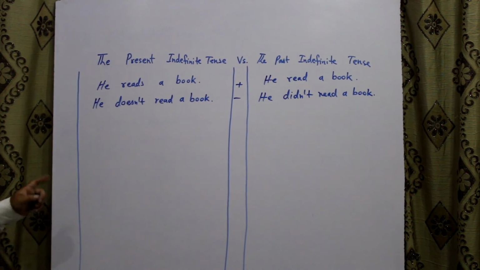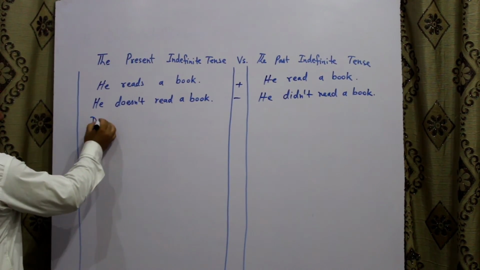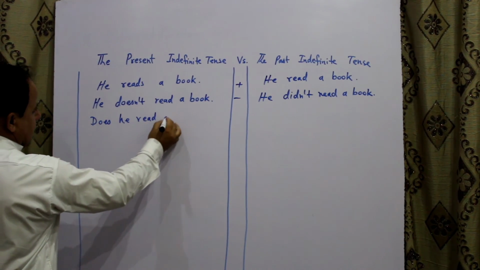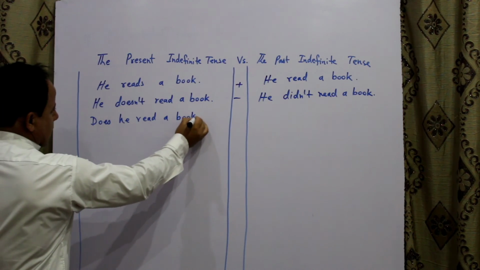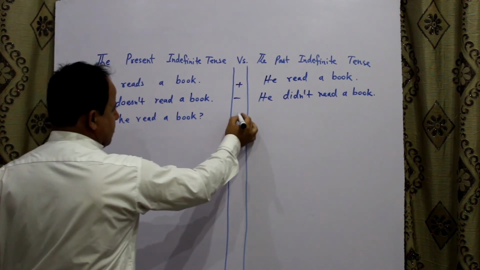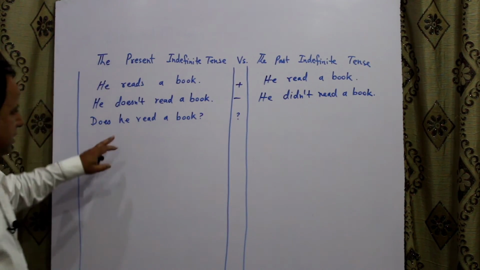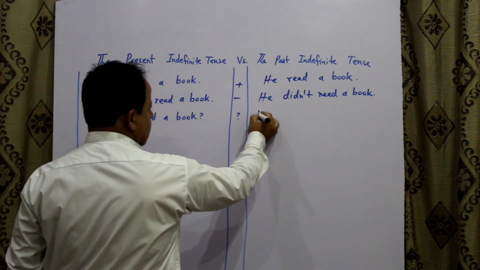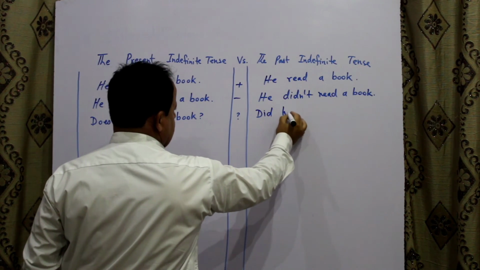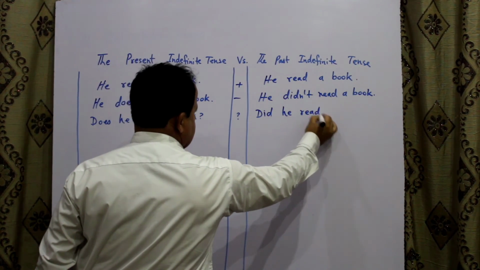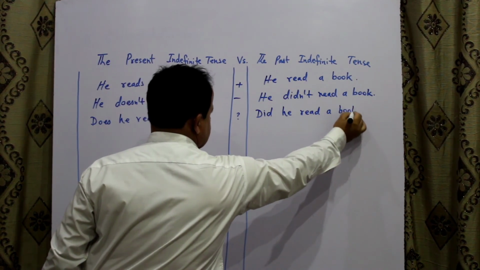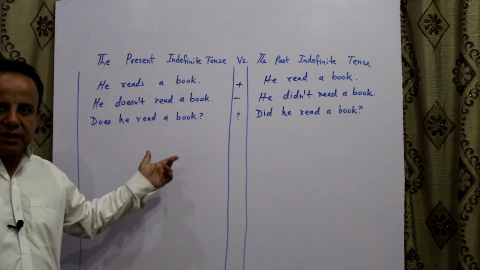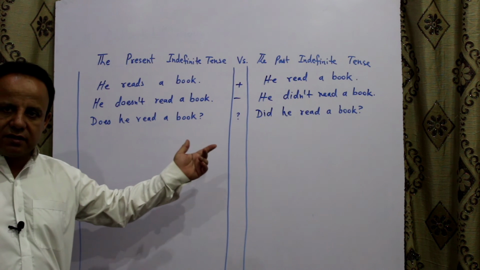Now how to make an interrogative sentence? Just here we write: does he read a book? Then the question mark comes here, because it becomes an interrogative sentence. How to change it into the past tense? We write here did, like did he read a book? Then the question mark. So just this is the difference between the present indefinite tense and the past indefinite tense.